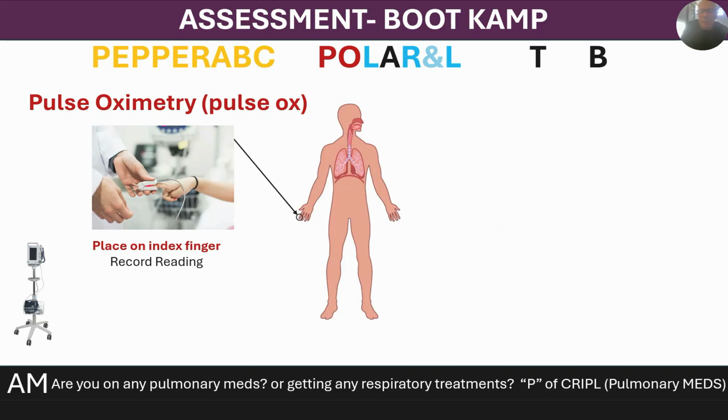Now we move over to the P in CRIPPLE. As we move to the pulse ox, we place the pulse ox on their finger, and we say, hey, are you on any pulmonary meds? Or are you getting any respiratory treatments? This would either be yes or no, but it would give you an idea of what to expect when you're going in for lung sounds to assess them. You're asking them about their pulmonary meds and whether or not they're getting treatments, because that's important to know, especially if they're getting treatments, because you're about to assess their lungs at this point. And so we are on the pulmonary part of the assessment.